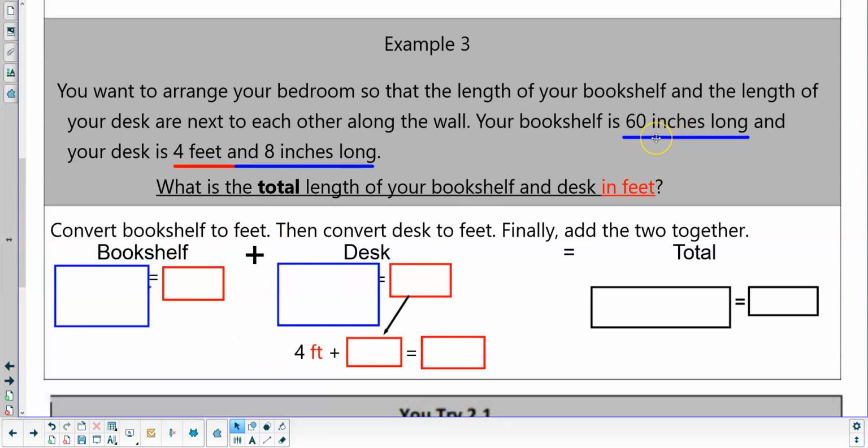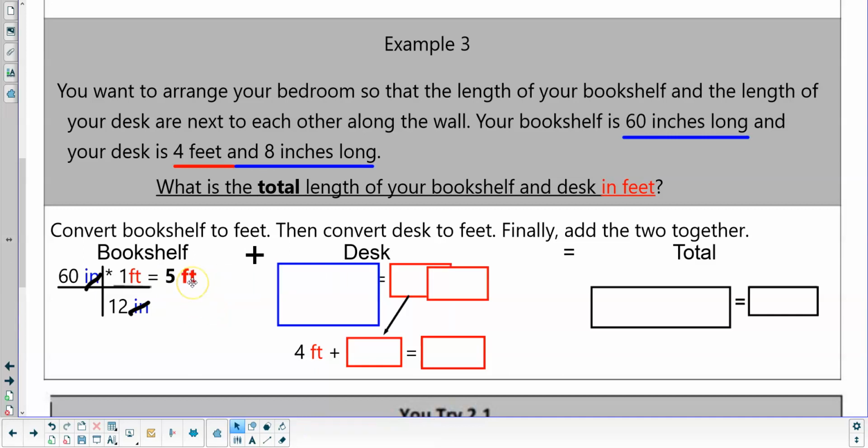And since I have 60 inches to start with, we want to cancel out inches and end up with feet. So it's similar to the one you just saw. Inches and inches will cancel. So I can get rid of those two labels. And notice again, this is 60 times 1 on top and 12 is left on the bottom. So I'm just basically dividing 60 by the 12. So you should be getting the same result. This is 5 feet.